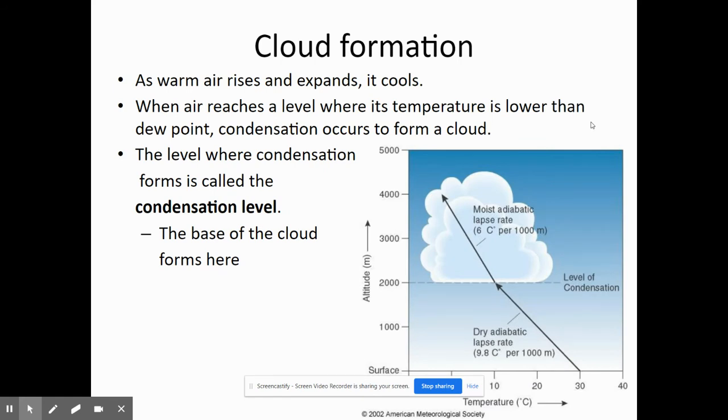Cloud formation. As warm air rises and expands, it cools. When it reaches a level where the temperature is lower than its dew point, condensation occurs to form a cloud. The level where condensation forms is called the condensation level. The base of the cloud forms here. Okay, so here's your condensation level.